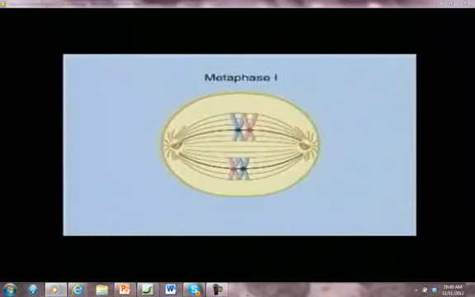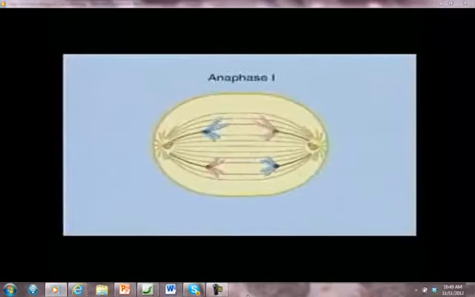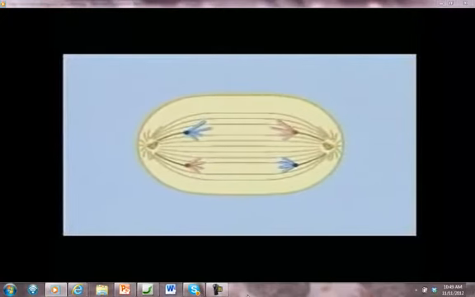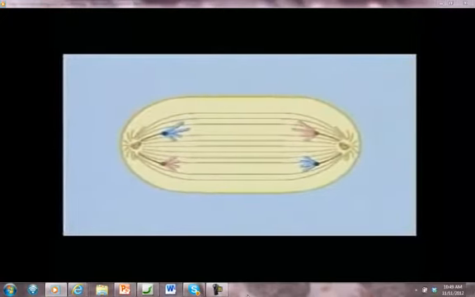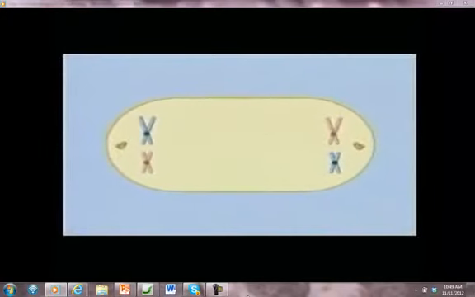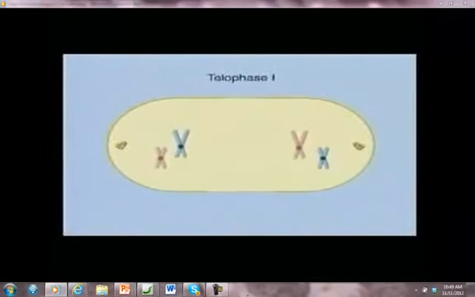During metaphase 1, the homologous chromosomes line up in the center of the spindle. The third phase of meiosis 1 is anaphase 1. During anaphase 1, the homologous chromosomes are pulled apart by the spindle fibers. They move to opposite ends of the cell. The fourth phase of meiosis 1 is telophase 1.